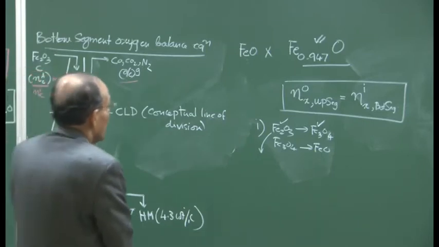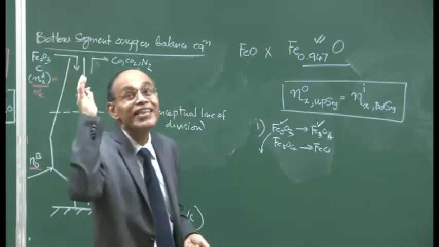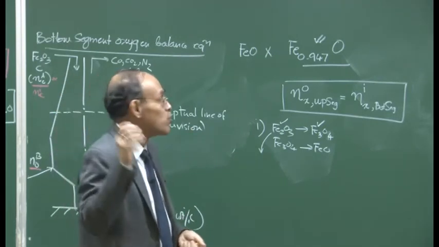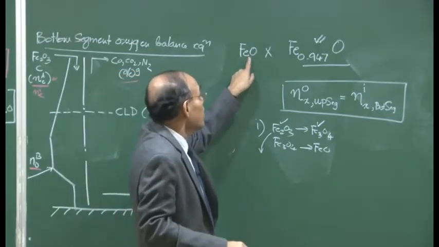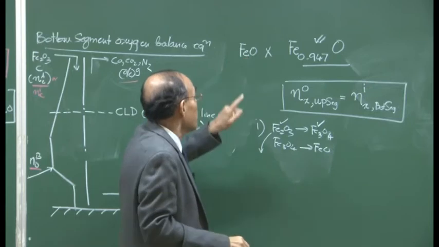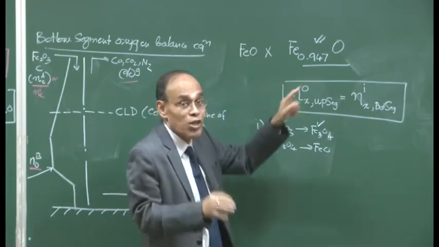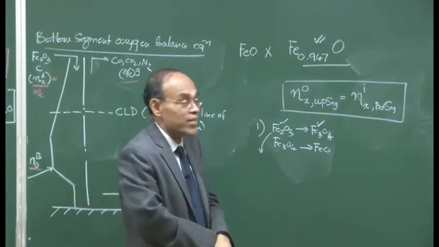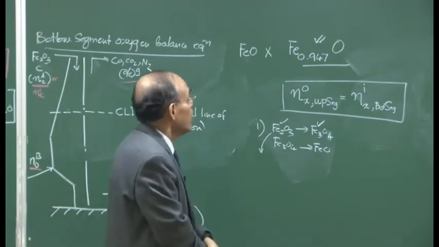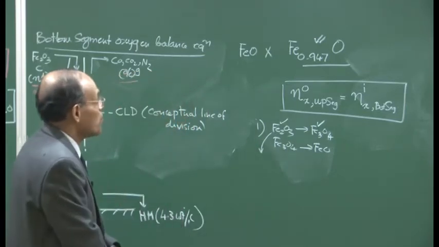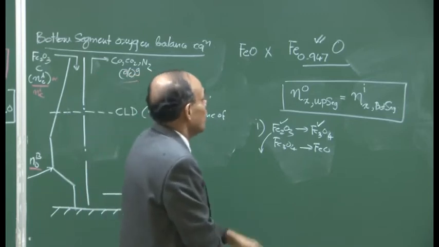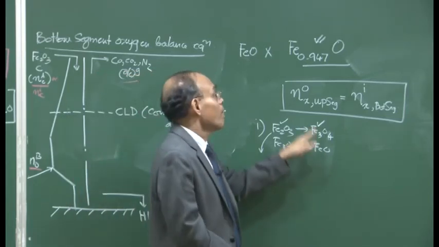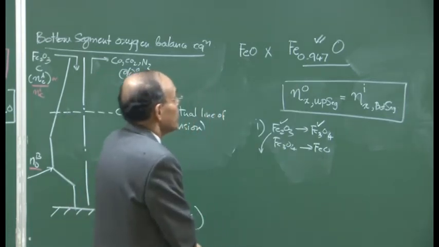So therefore, since we will be talking about 13,000 tons of Fe produced per day, Fe0.947 will make an enormous difference. So we should be using an exact prescription. So the wüstite we will represent not as FeO but as Fe0.947.